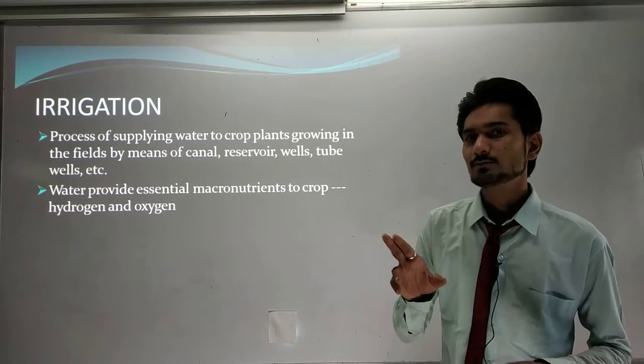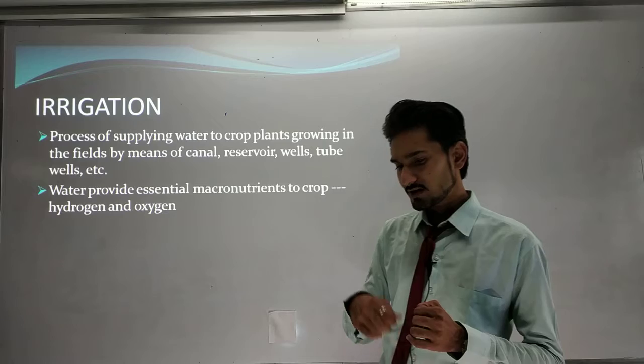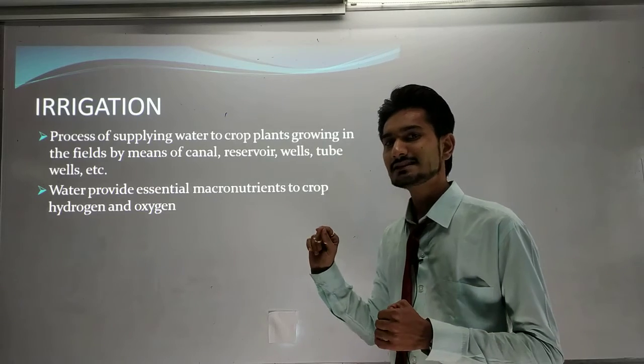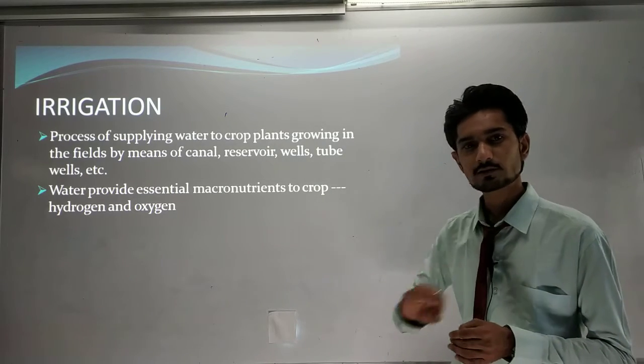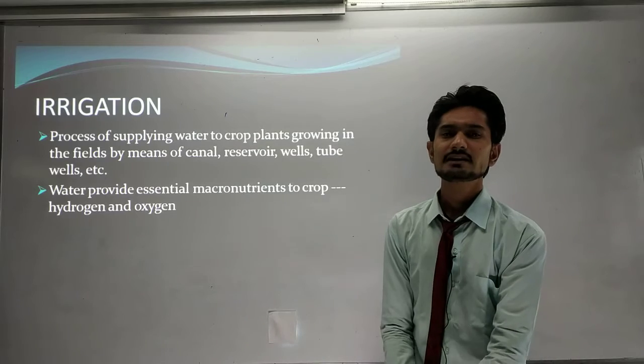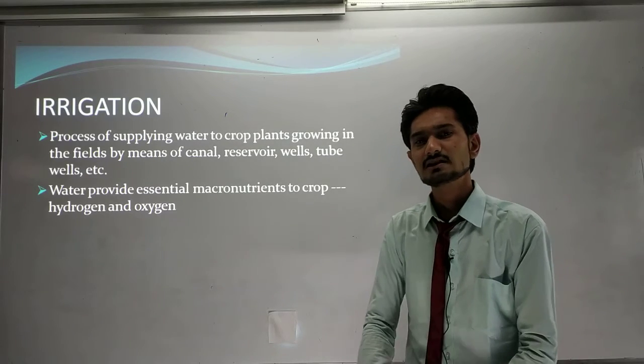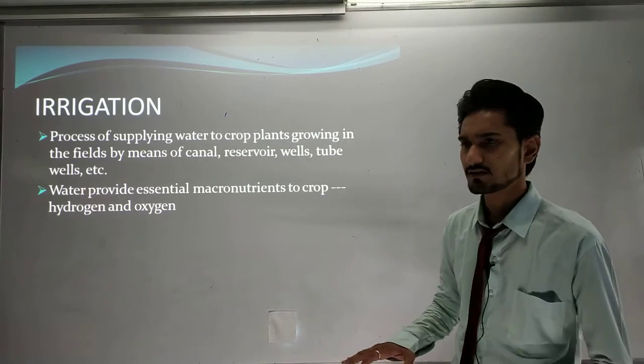So in the second point, nutrition, how can we get this? We saw that in the earlier point: by applying manure and fertilizer, we can increase the nutrition level and the mineral level in the soil.